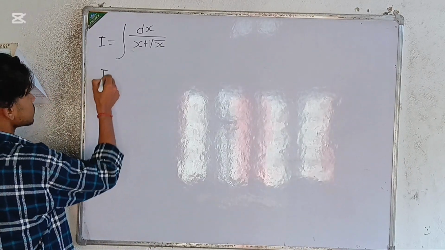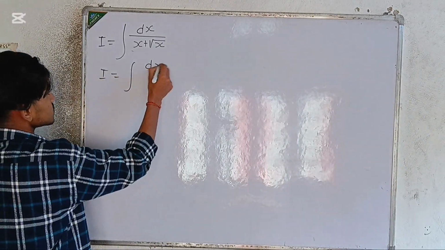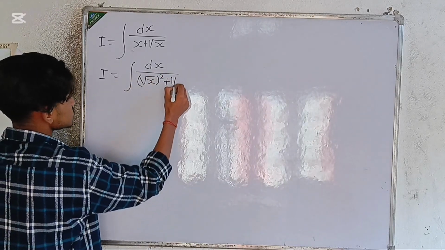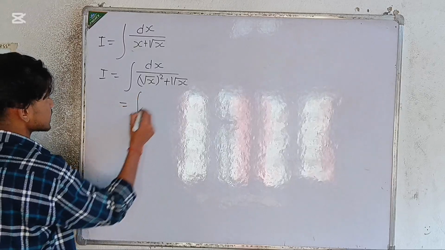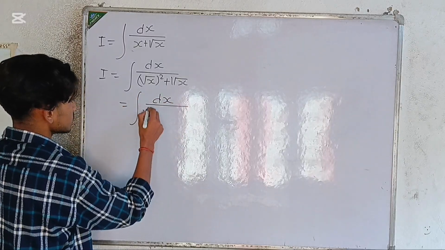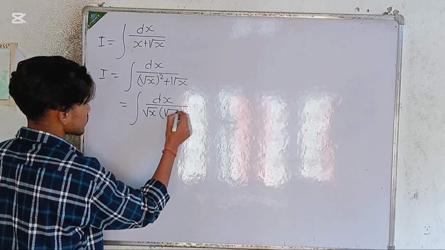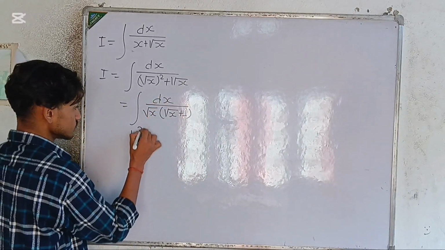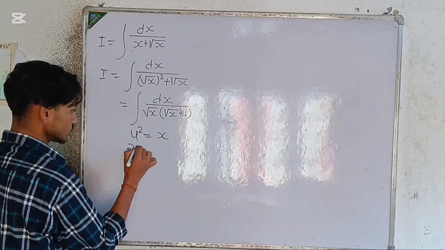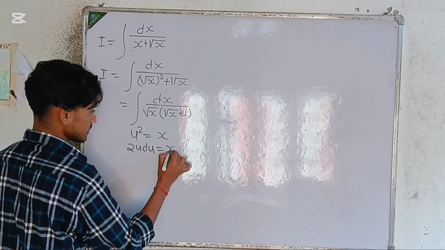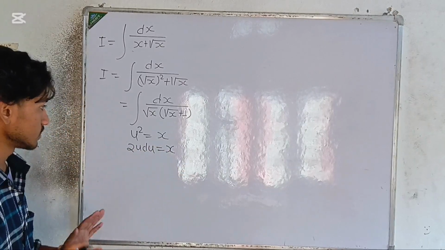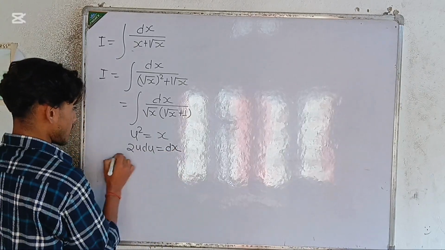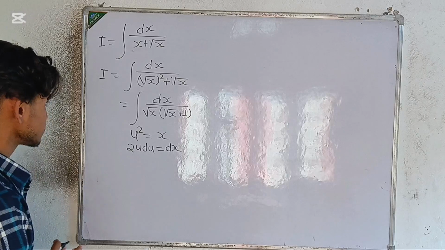So I would like to take firstly dx, and this is square root of x squared and this is square root of x. So I get integral dx over square root of x, square root of x plus 1. Now I'm going to substitute u squared is x and I get 2u du is my x.